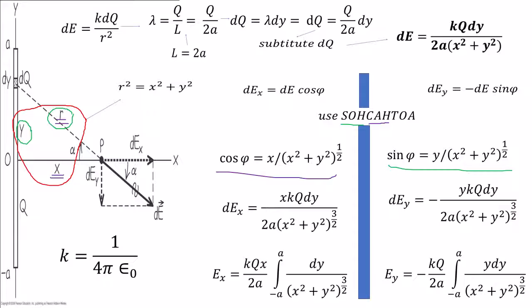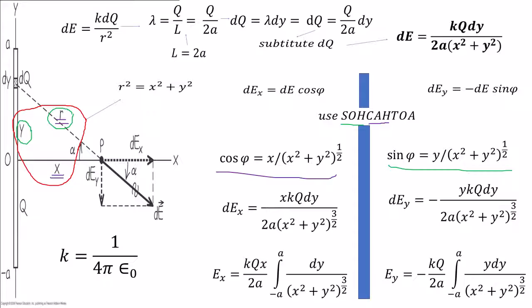The derivative of electric field in the x axis is equal to x times k times q, times the derivative of y over 2a times x squared plus y squared to the 3 halves. And the derivative of electric field in the y-axis is equal to the negative y times k times q, times the derivative of y over 2a times x squared plus y squared to the power 3 halves.